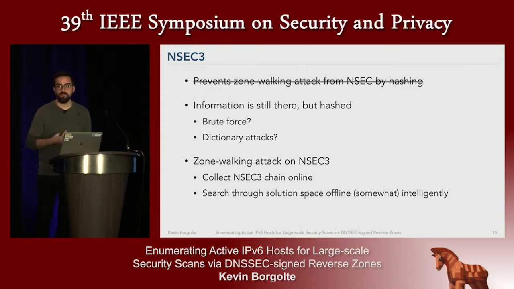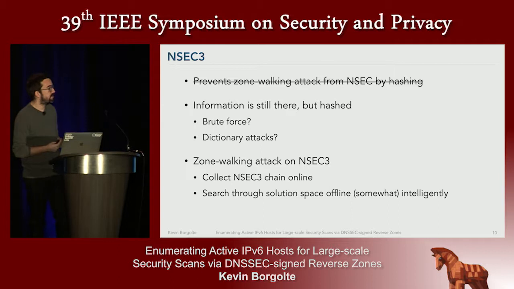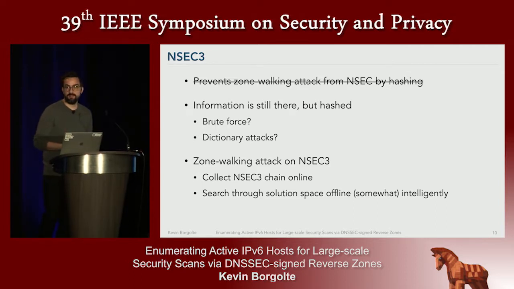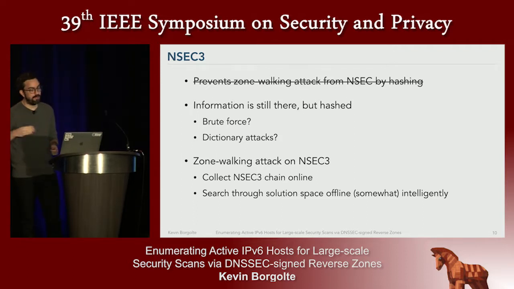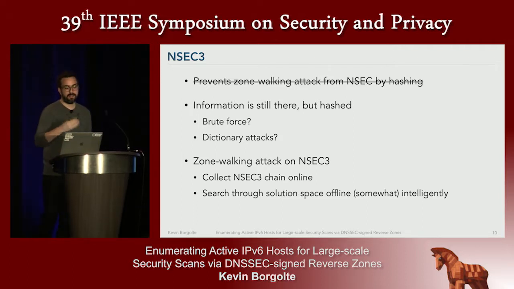You could, of course, use a brute force attack to enumerate all of them, which in the case of IPv6 would be 2 to the power of 128, which is still smaller than the SHA-1 search space, and there's no reduction in there, so you could do this. Similarly, you could do dictionary attacks, and that's what people did on the forward zone. And effectively, you just start collecting the NSEC3 chain, so hash 1 pointing to hash 2, pointing to hash 3, pointing to hash 4, until it loops back and points back to hash 1.